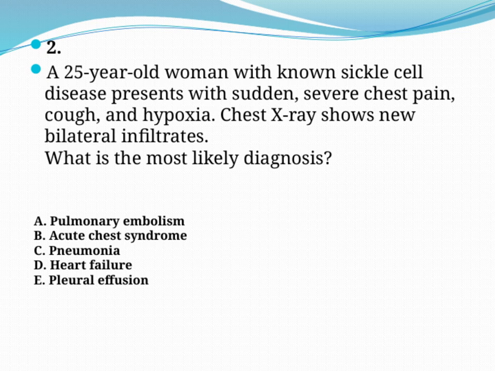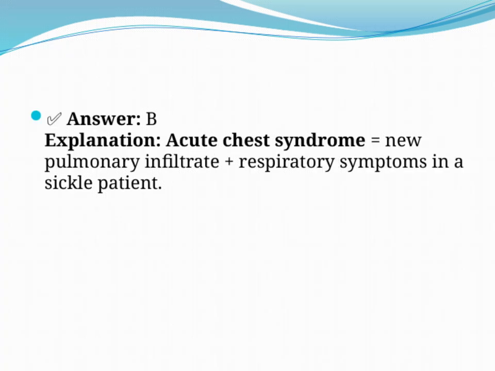Recognizing these key features helps us differentiate between these potential causes and guides appropriate management. This example underscores how important it is to consider the overall clinical context, especially underlying conditions like sickle cell disease, when evaluating chest symptoms. All right, so the correct answer here is B.